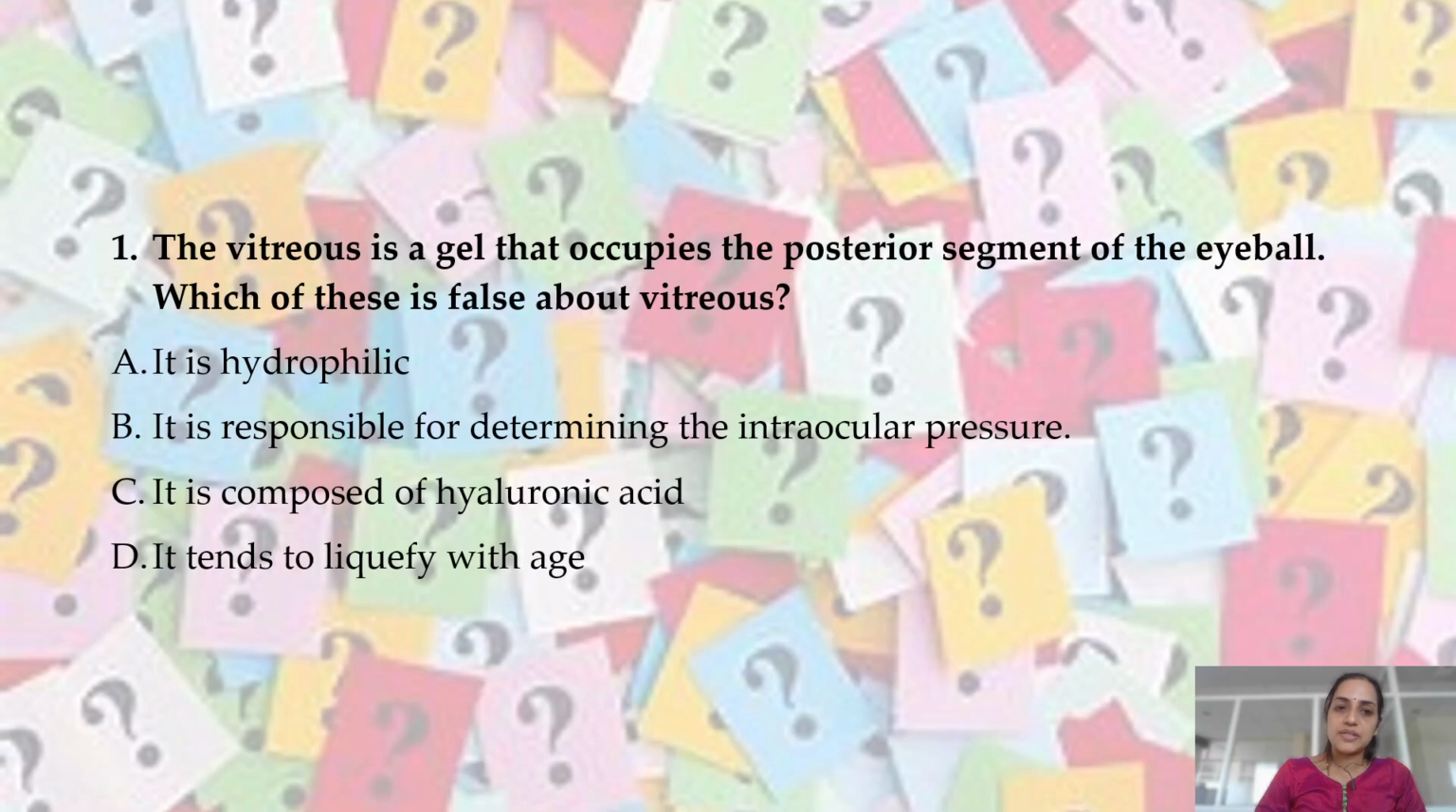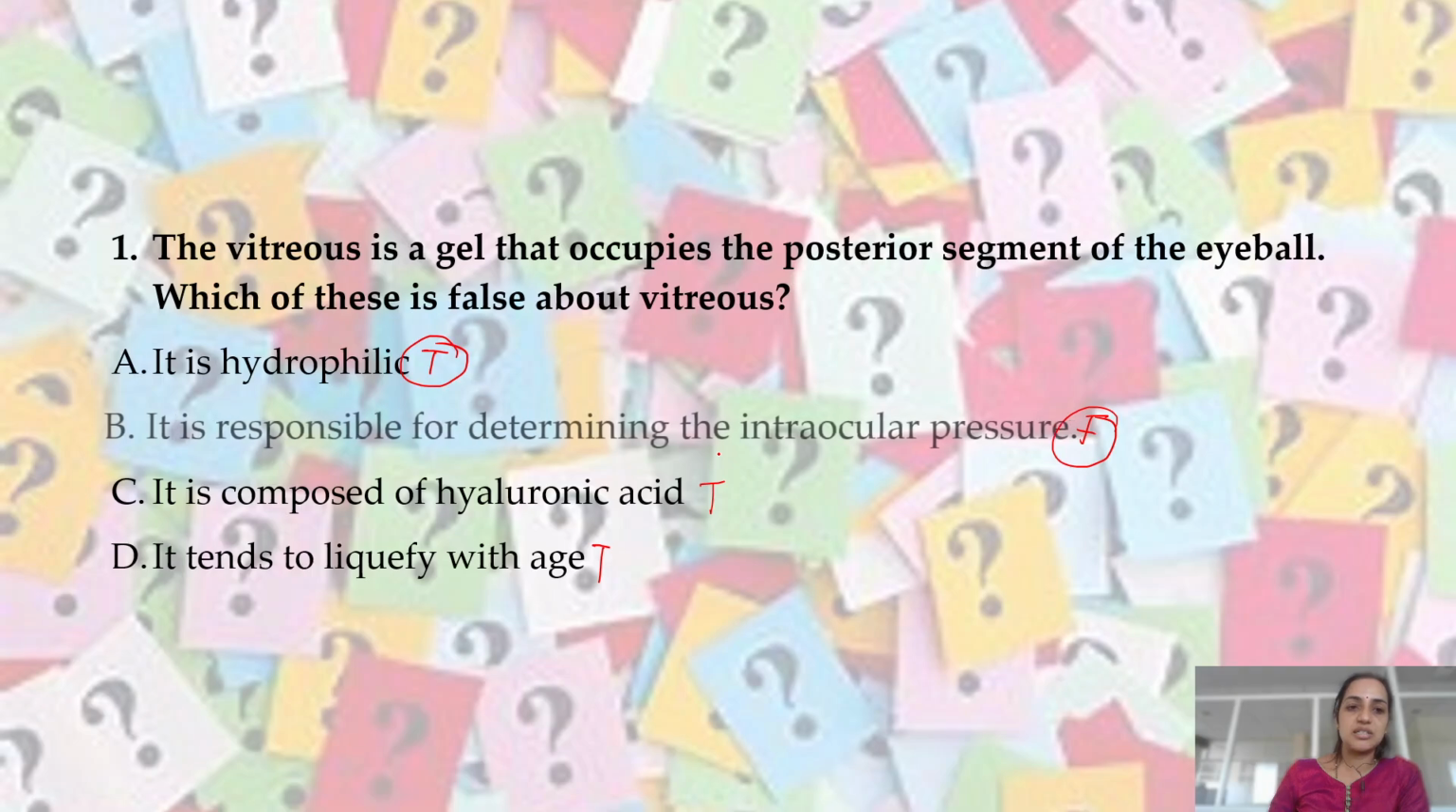Which of the following is false about vitreous? It is hydrophilic. This is true because it contains so much hyaluronic acid, it has to be hydrophilic. It is responsible for determining the intraocular pressure. This is false because vitreous is not a dynamic structure whereas aqueous is. So any drop or increase in the aqueous volume determines the IOP, not the vitreous. It is composed of hyaluronic acid, true. It tends to liquefy with age, true. So the right answer here is B.